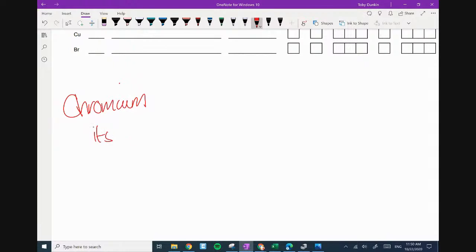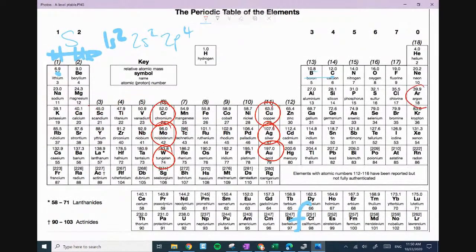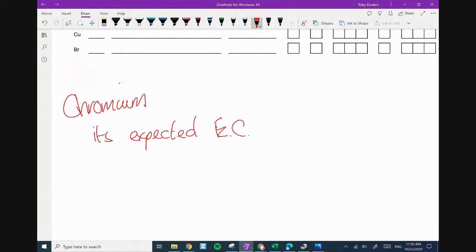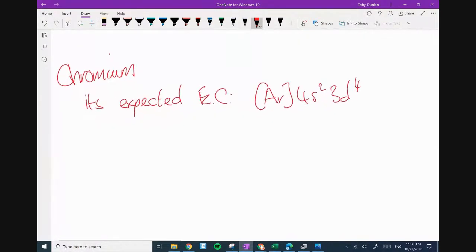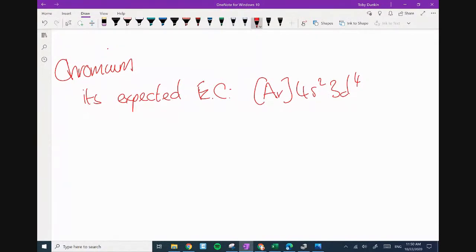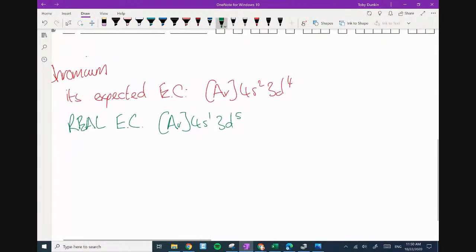So its expected EC, electronic configuration, is the previous noble gas, which is argon. Do the short form because that's all that matters. The expected EC is argon 4s2, 3d4. But this isn't actually the case. Its real electronic configuration is argon 4s1, 3d5. Now, I'll tell you why.